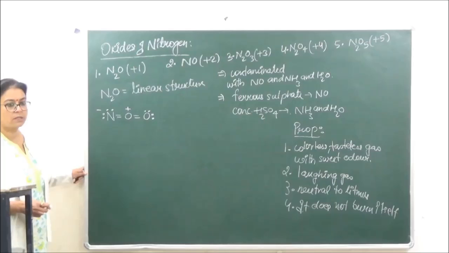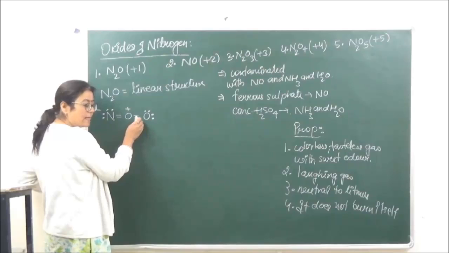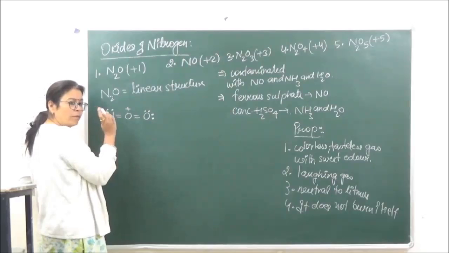Because इसके जो lone pair of electrons हैं, they are entering into bonding. That is why इसके ऊपर positive charge हो जाता है. और यहाँ पे nitrogen के पास सिर्फ एक lone pair of electron होना चाहिए, पर दो lone pair of electron हैं, इसलिए इसके ऊपर negative charge आ जाता है.